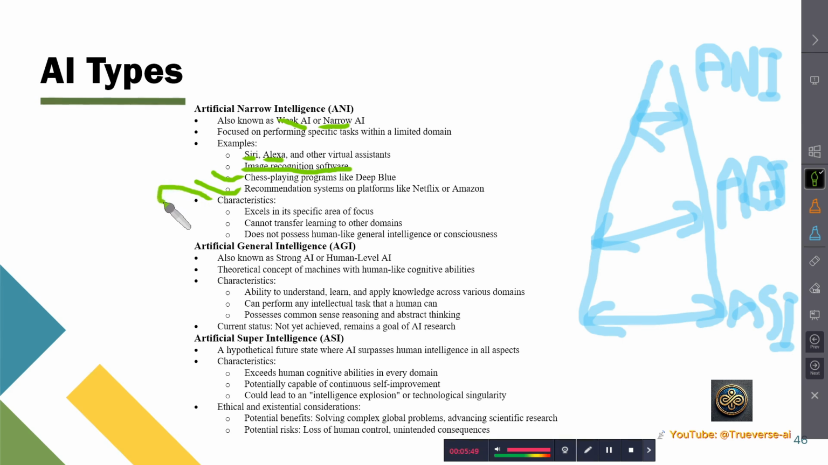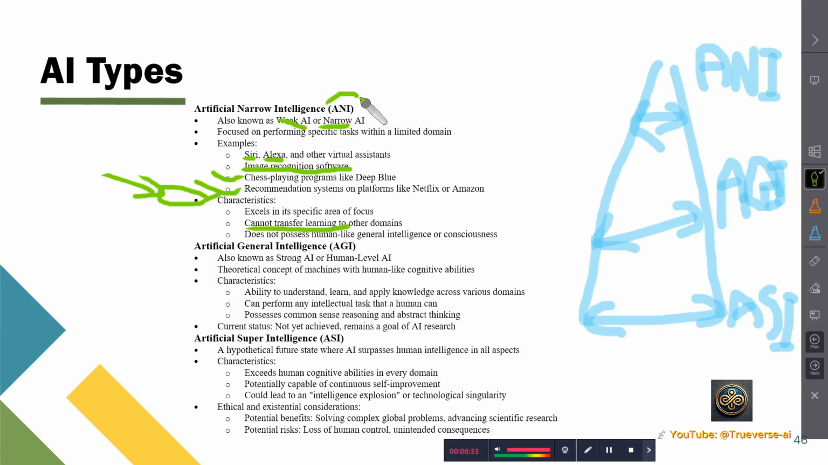What is the characteristic? ANI excels in its specific focus area, a specific domain. It cannot transfer learning. This is the point. Remember, ANI cannot transfer learning to other domains. For instance, a chess-playing AI cannot suddenly begin diagnosing medical conditions. So this is the main important point.